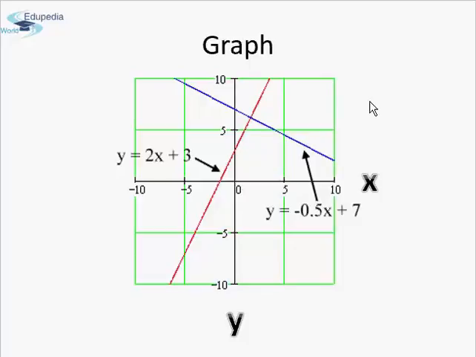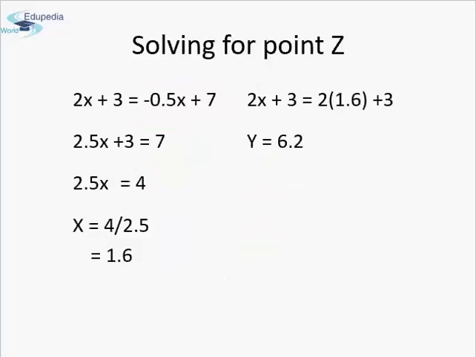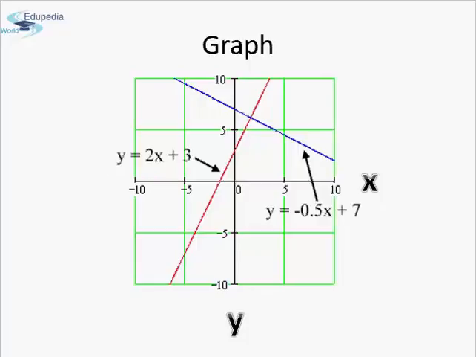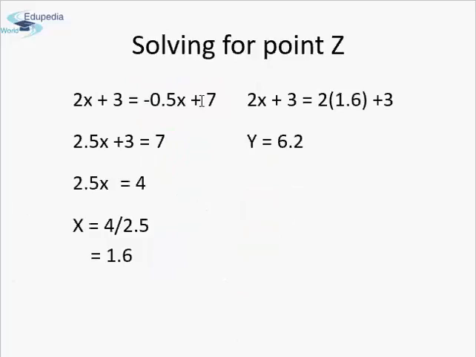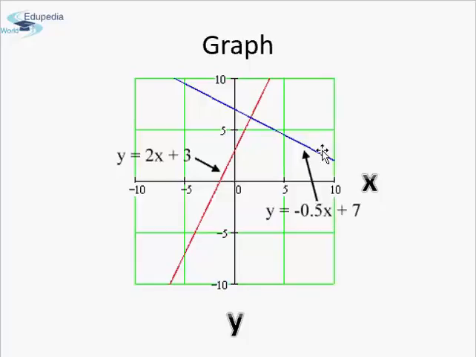The graph is here in order to confirm what your findings are, because if you find an answer later on in which x is 7 and y is 3, you'll know that there's something wrong with your calculations. So how do we do this? We use the two equations and put them as equal to each other. One equation was 2x plus 3, the equation of this line, and the other equation was minus 0.5x plus 7, which was the equation of the blue line.